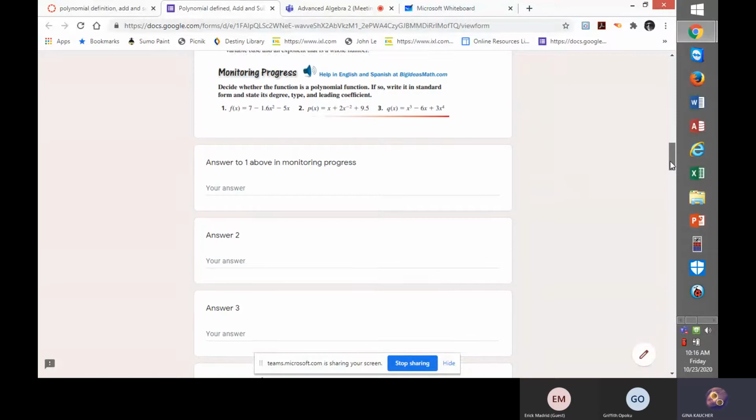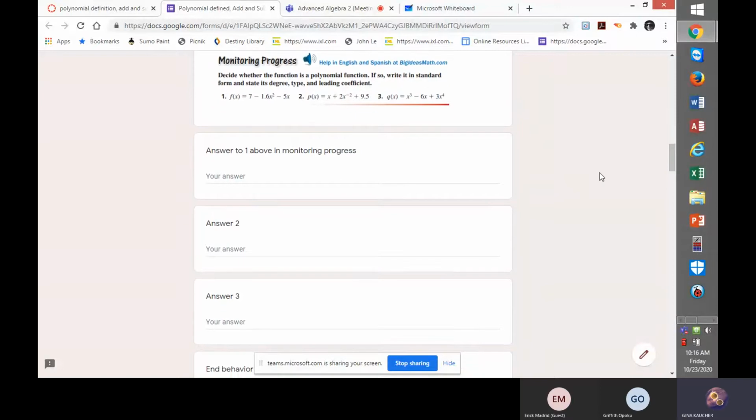All right, so monitoring progress. Decide whether the function is a polynomial function. If so, write it in standard form and state its degree, type, and leading coefficient. So if it's not a polynomial, then just put not a polynomial, and you don't have to do all that. But the first one is a polynomial. So the answer to number 1, you have to put it in order. And if you're using your keyboard there, you probably don't have a power button, so you don't have the equation editor. So you'll just have to use that upside down V for your power.